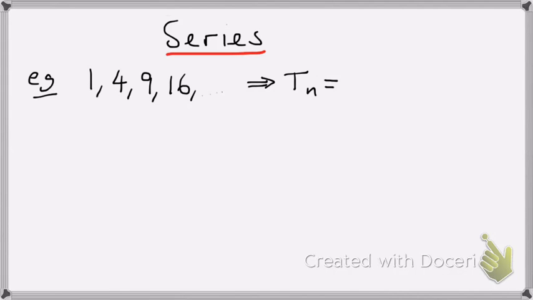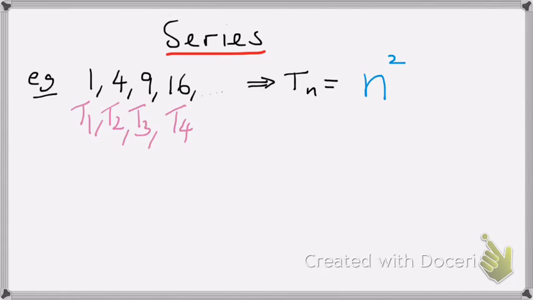Just to get it out of the way, what I've drawn here is a sequence. It's just a listing of things that have an order. So the first term is 1, the second term is 4, the third term is 9, and the fourth term is 16, and so on. That's the notation: T with a little subscript n means the nth term. In this example, the nth term of this sequence, hopefully you can see, is n squared.